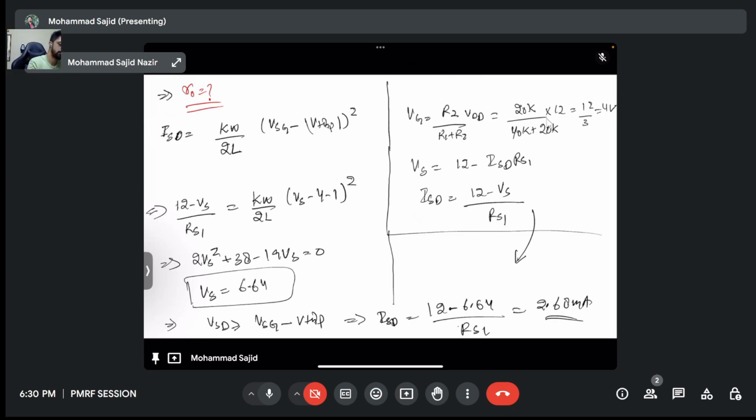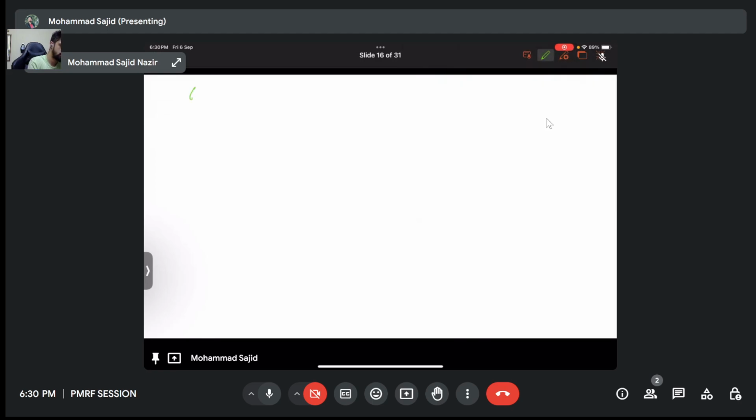I can write R naught, which is what the question said to calculate, as 1 divided by lambda ISD, which is 1 divided by 0.01 multiplied by 2.68 milli, which comes out to be 37.3 kilo ohm. So this is the answer. Very basic.